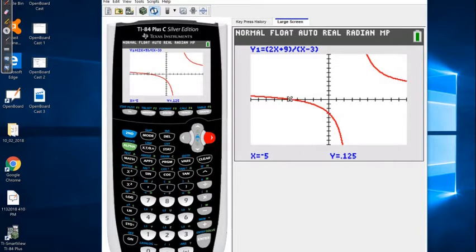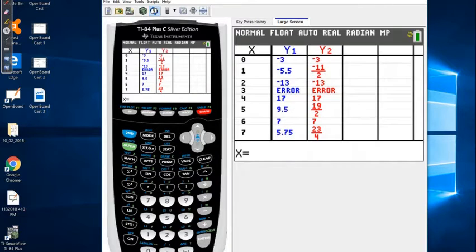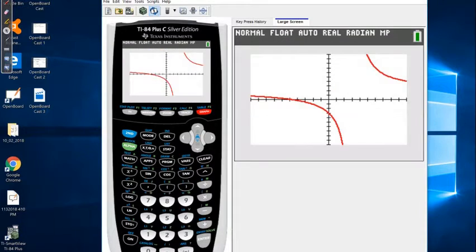-5 at 0.125 on the y-axis, things like that. And then the other one is you can actually go to the table and get these same values. So if you hit second and table, you can kind of see these values. So at -3, it should be -3. At 1, it's -5.5. At 2, it's -13. At 3, there's an error. And that's because we have that vertical asymptote at 3.